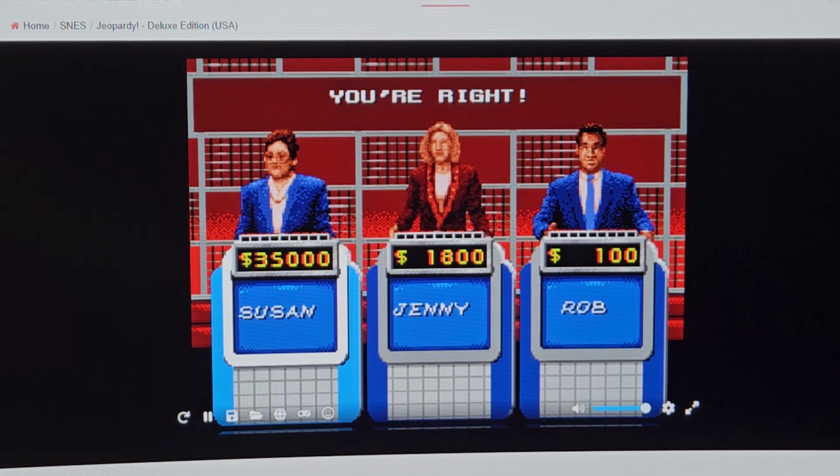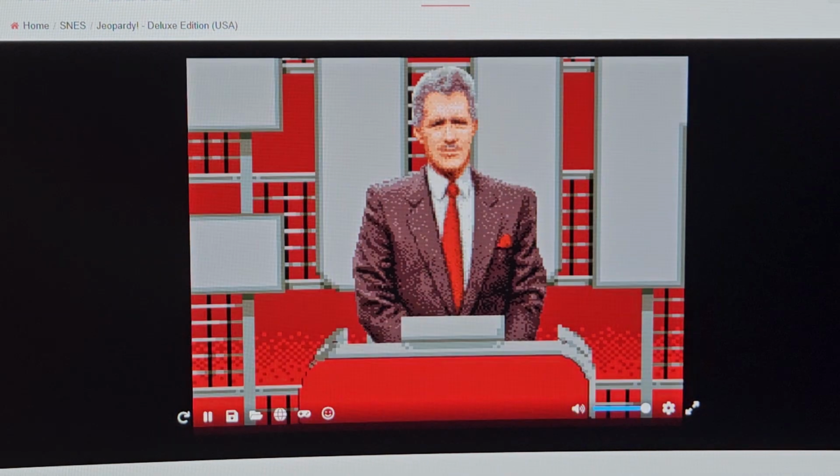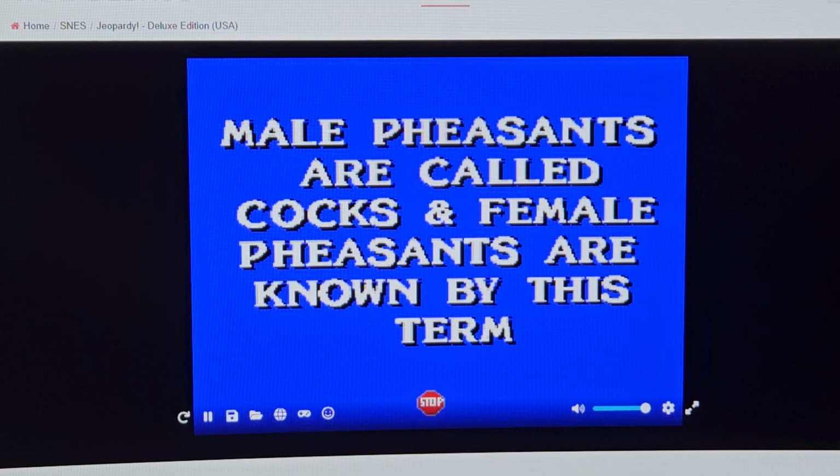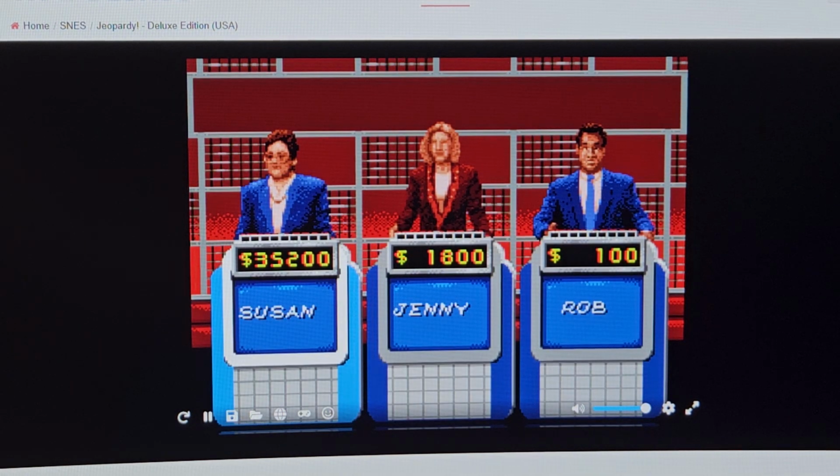It's U.S. Birds for 400. The answer is: male pheasants are called cocks and female pheasants are known by this term. What are hens?